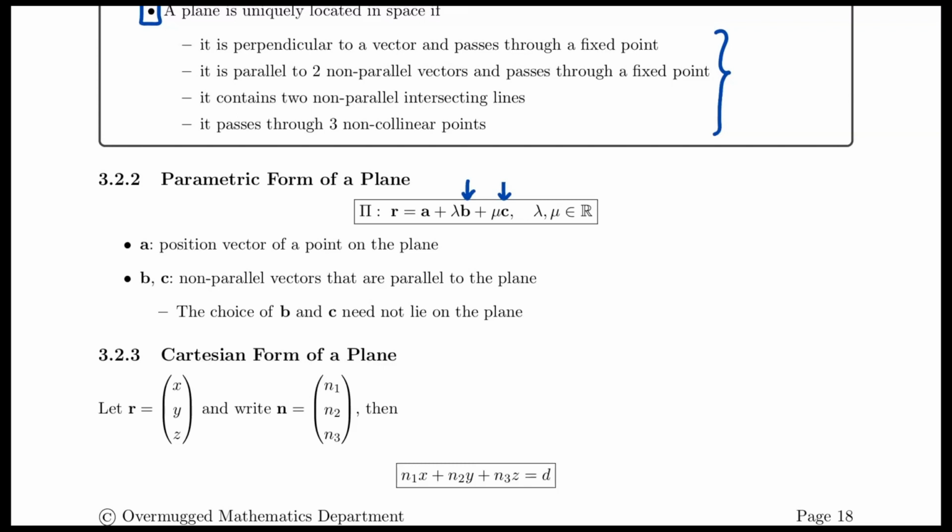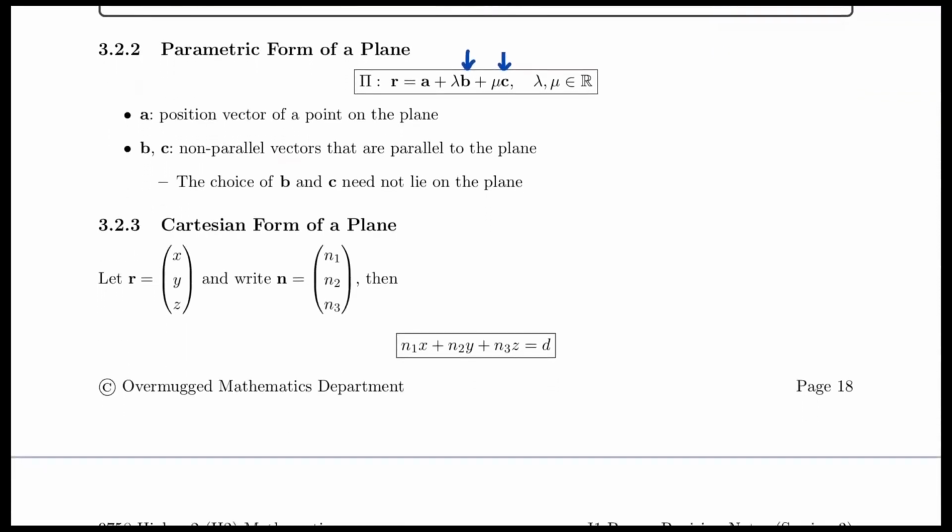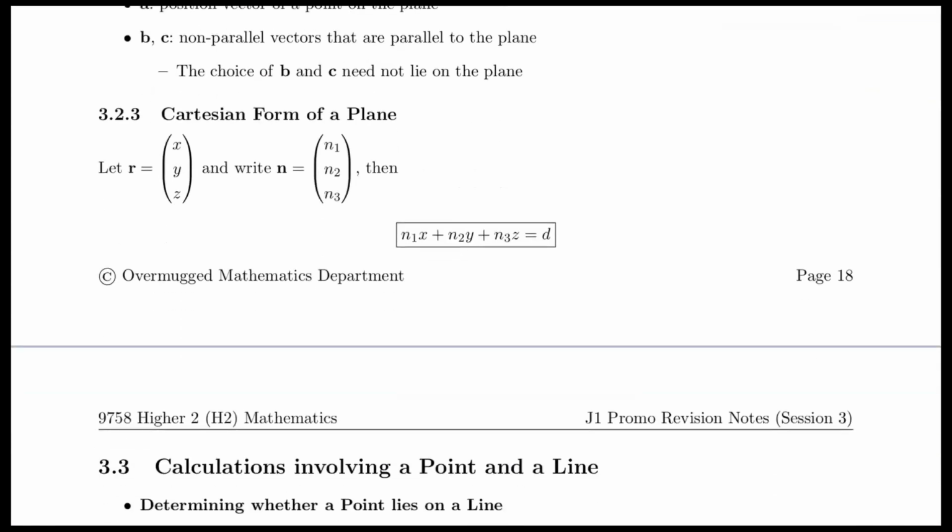Cartesian form. Basically, what you're going to do is just rewrite your R and your N in terms of N1, N2, N3, and X, Y, Z, and then you can write your equation. Just remember, D is just a random constant.